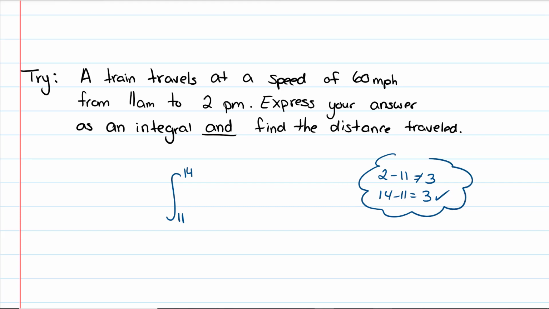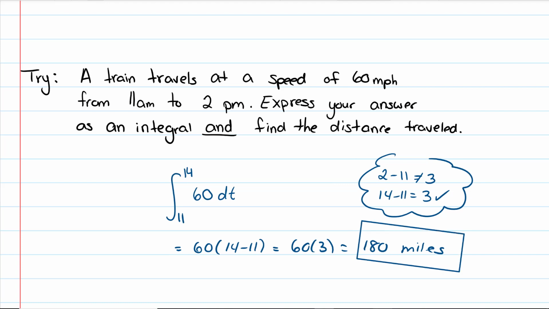And then our function is going to be 60, because we're going at 60 miles an hour, dt. So this is going to be equal to 60 times 14 minus 11, which is 60 times 3, which is 180 miles. And that's it.